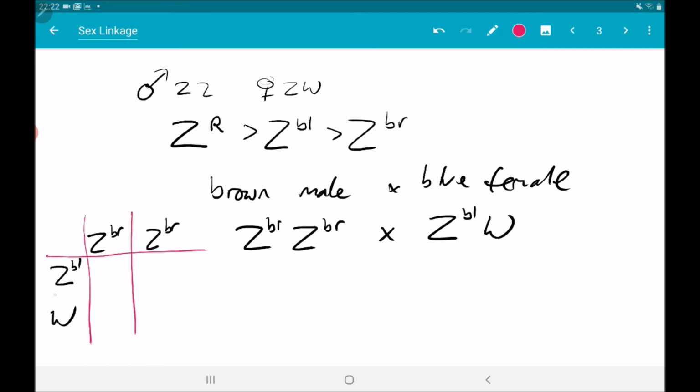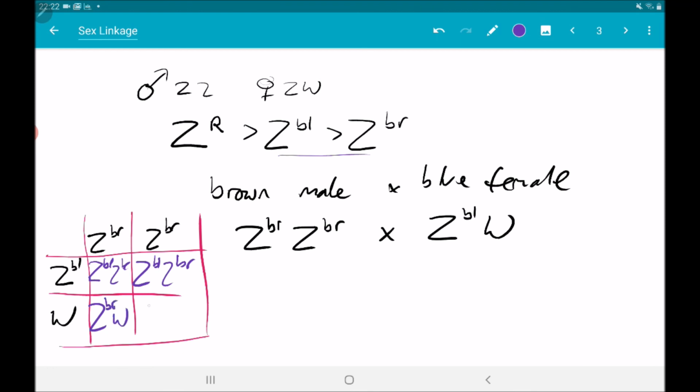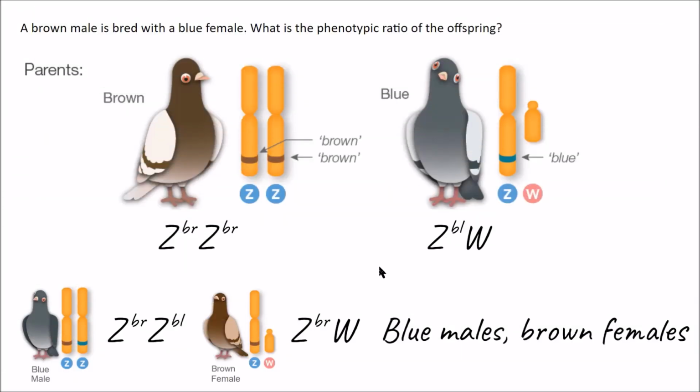So this is our Punnett square. This is going to be a male, and he's going to be blue, and we're going to have two of those, Z^Bl Z^Br, because blue is dominant to brown. Then we've got some females, and they're only inheriting the Z^Br, so they're going to be brown females. Okay, have a go at another one.